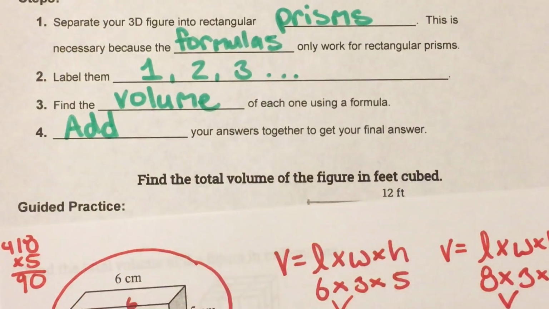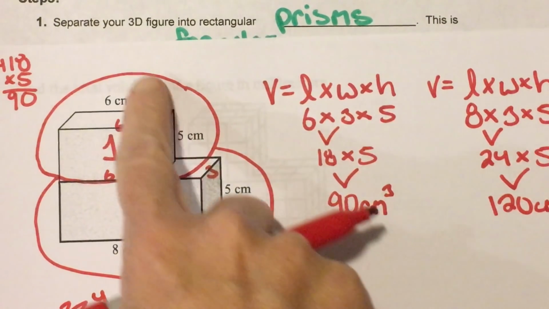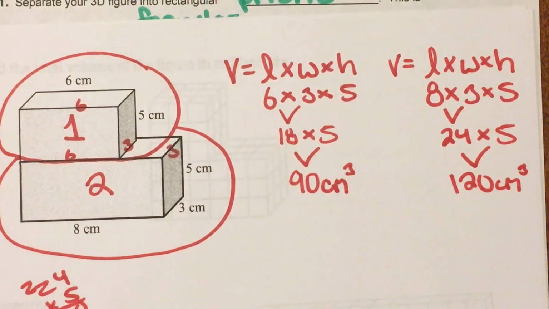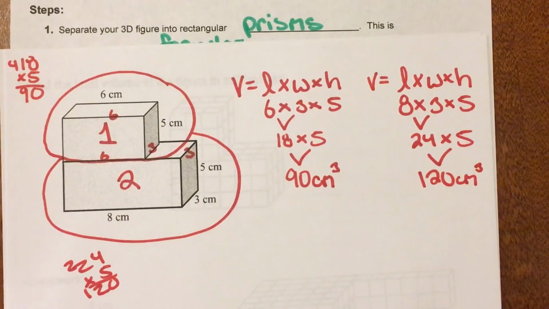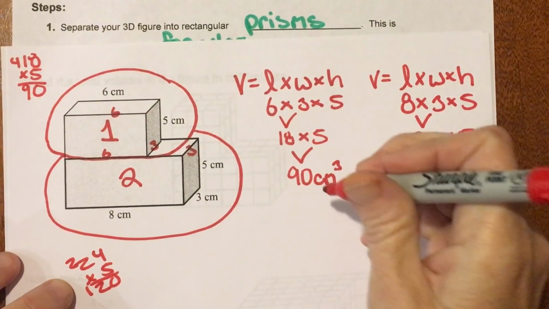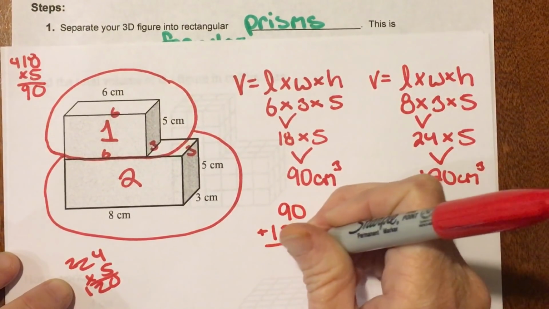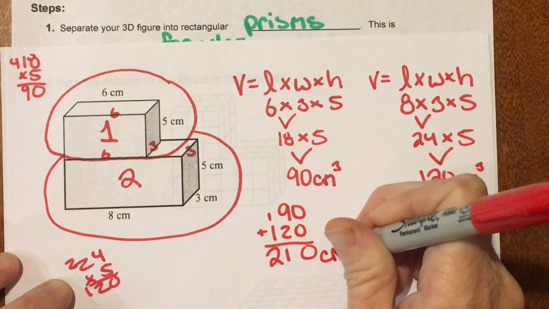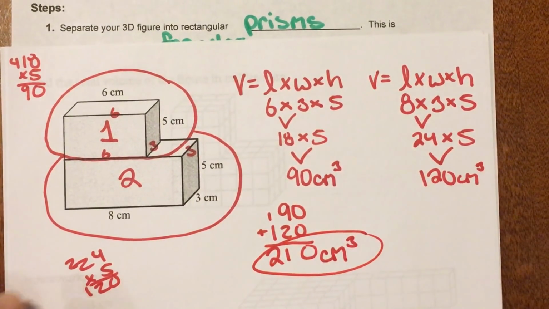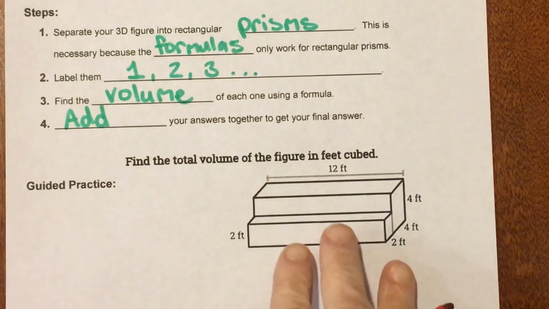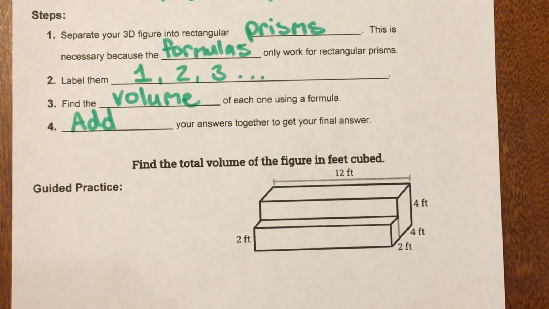Now I'm just going to add my answers together. If this one's volume is 90 and this one's volume is 120, the volume of both of them would be 90 plus 120, and I'm getting 210 centimeters cubed. That is my answer for my first problem. Okay, I'm going to try another one using my same steps. The second problem, they set up a little differently.